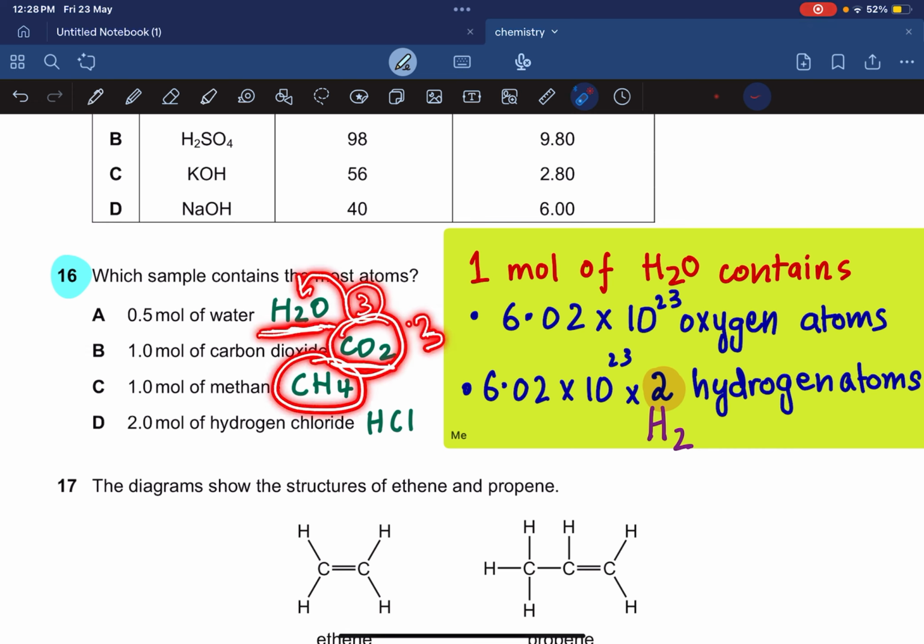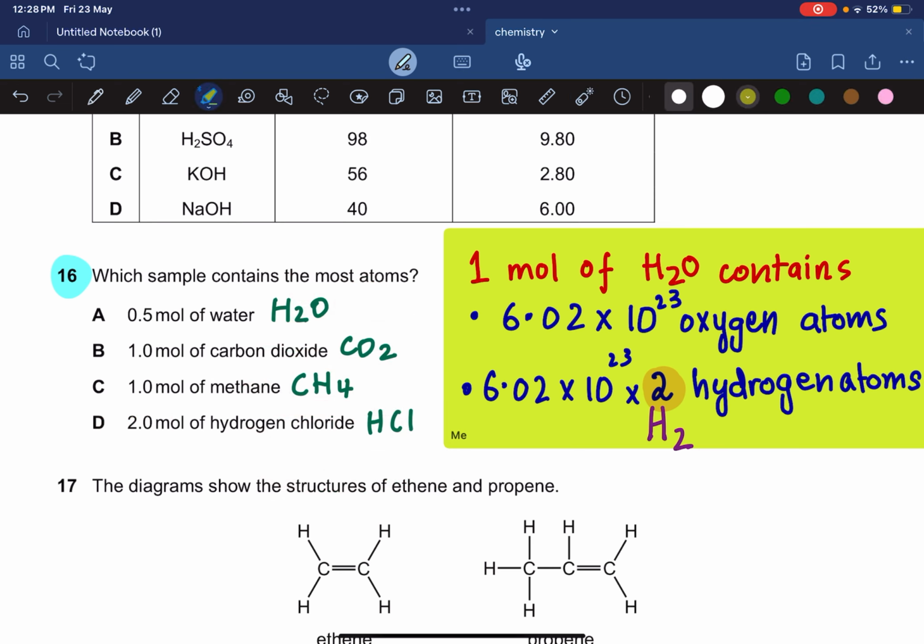We have 5 atoms in 1 molecule of methane, and we have again 2 atoms in 1 molecule of hydrogen chloride, but over here we have 2 moles. So 2 times 2, we're going to have 4. That's easy. Simply, it's going to be option C.